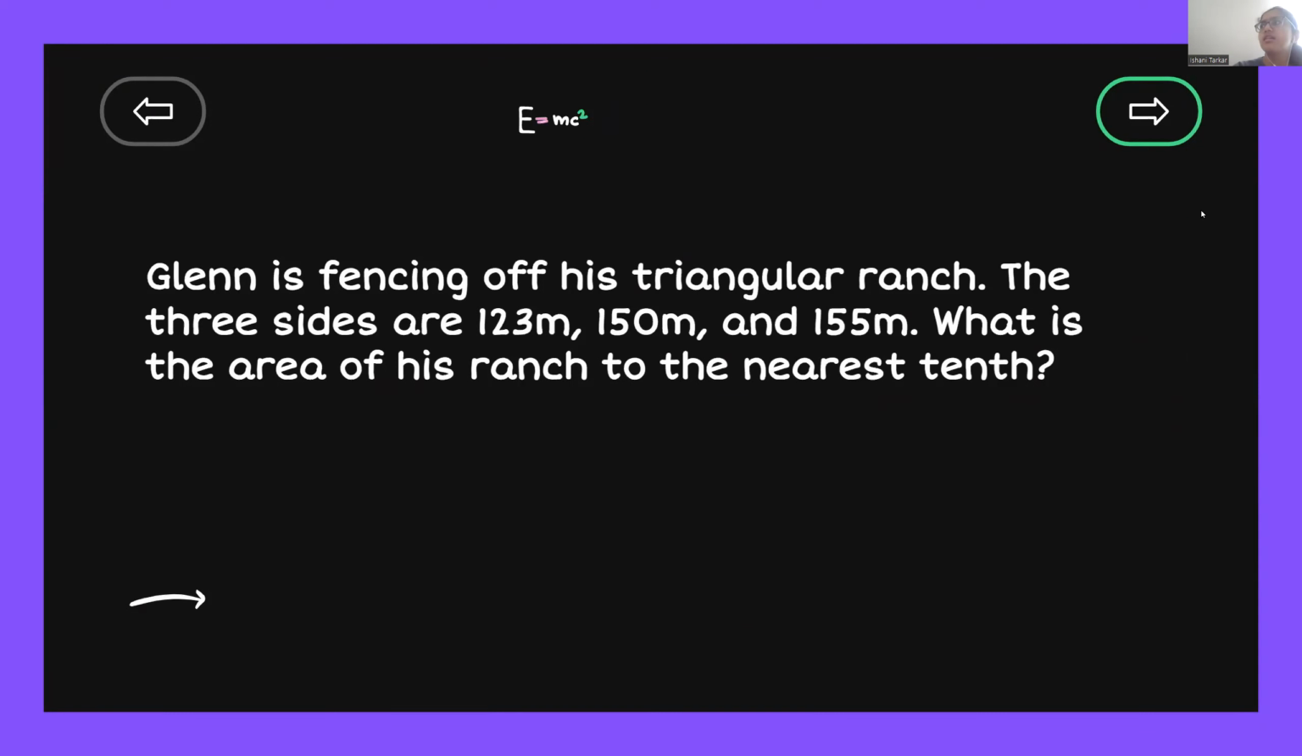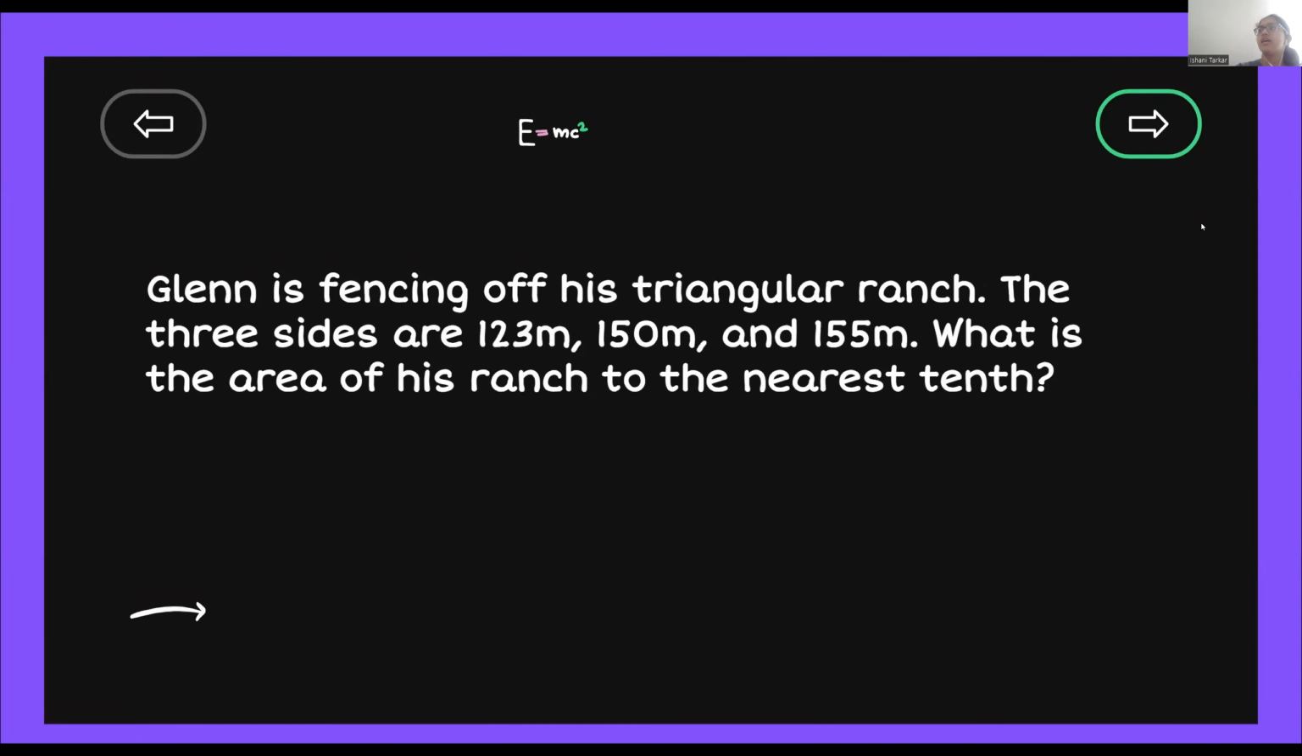Okay, second problem. Glenn is fencing off his triangular ranch. The three sides are 123, 150, and 155 meters. What is the area of his ranch to the nearest tenth? Make sure that you're using a calculator for this one.